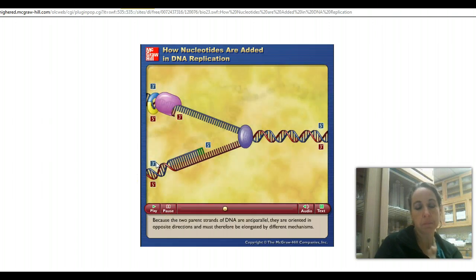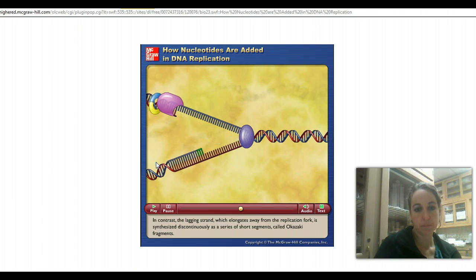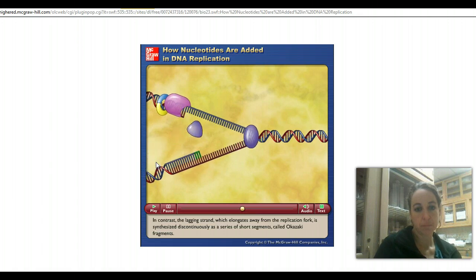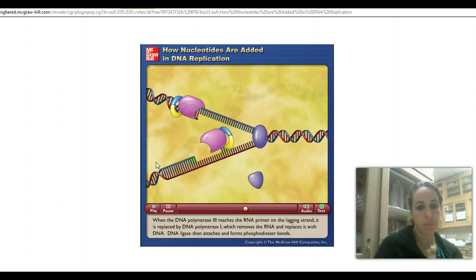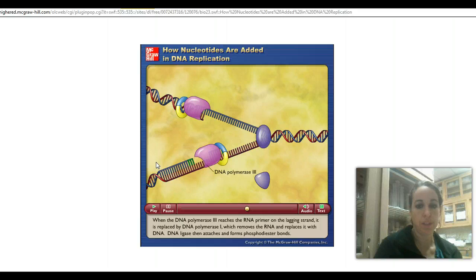Because the 2 parent strands of DNA are antiparallel, they are oriented in opposite directions and must therefore be elongated by different mechanisms. The leading strand elongates toward the replication fork by adding nucleotides continuously to its growing 3' end. In contrast, the lagging strand, which elongates away from the replication fork, is synthesized discontinuously as a series of short segments called Okazaki fragments. Again, this part's a little bit more information than you need to know right now.